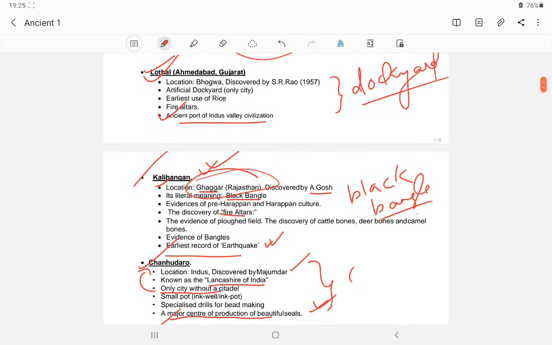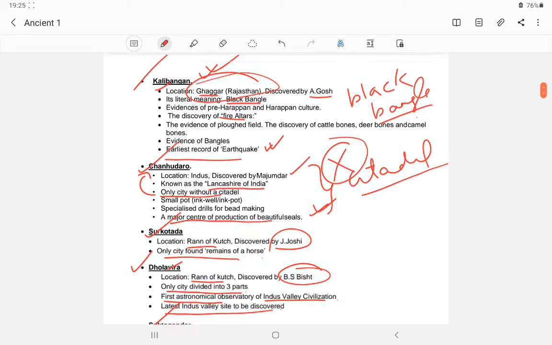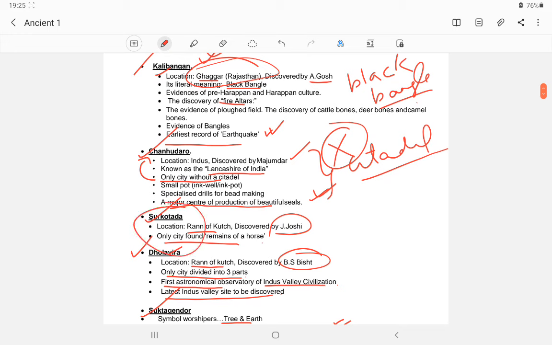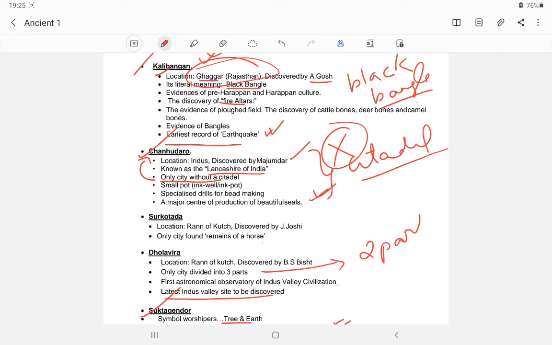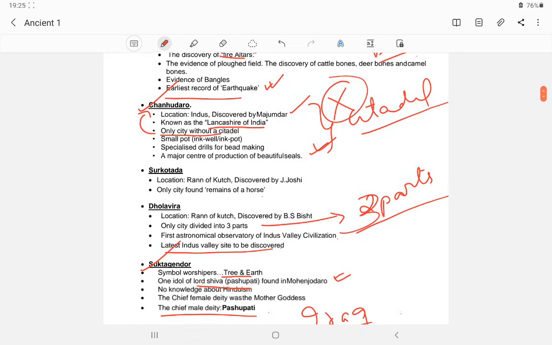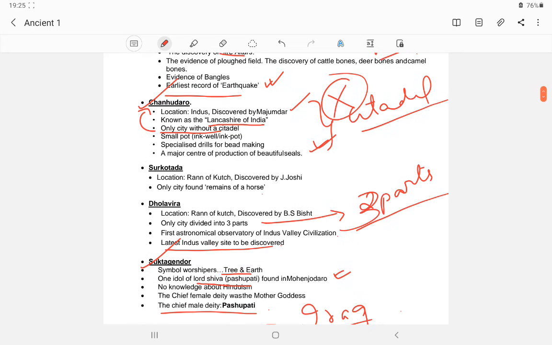Chanhudaro is a city without a citadel. Surkotada has a citadel, and the remains of a horse were found in Surkotada. And Dholavira is the city that is divided into three parts, an upper part and a lower part, so Dholavira has three parts.